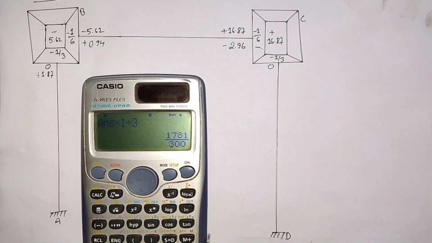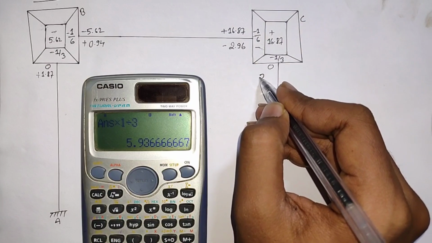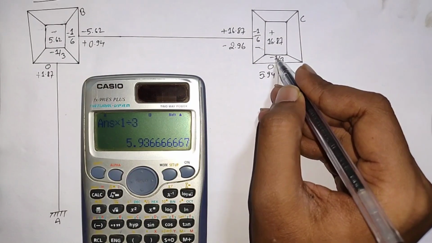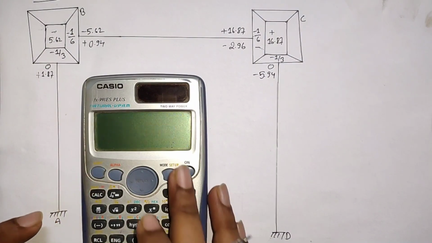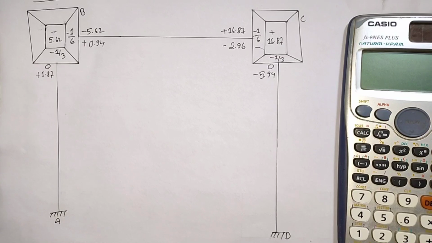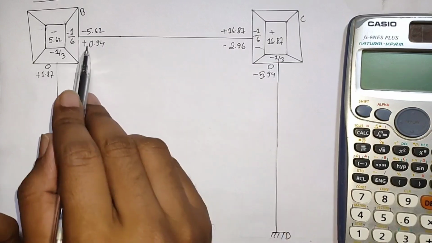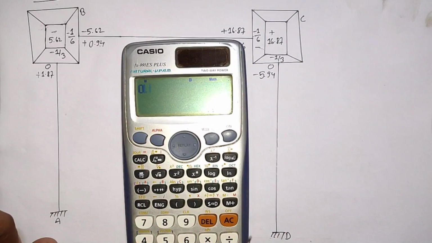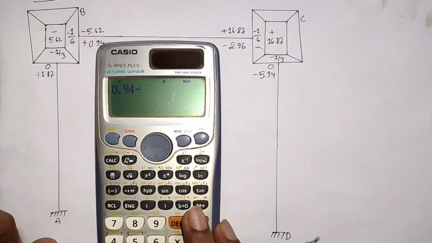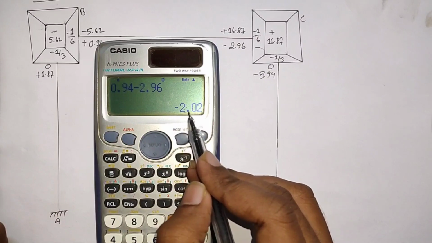So multiplying by 1 by 3, we get 5.93, and on rounding off we get 5.94, and due to this negative factor it will take a negative sign. And here the first cycle is completed. Now we need to move to the second cycle, and for the second cycle we need to do one more thing. This is positive and this is negative, so first add these two numbers. So we add 0.94 and minus 2.96, positive and negative will take a negative sign. We have minus 2.02.